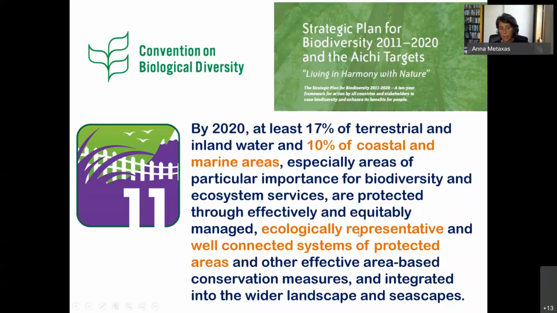So what I will do is focus mostly on those elements that you see in orange. I'll be talking about coastal and marine areas, and I'll be talking about representativity, but mostly about connectivity.